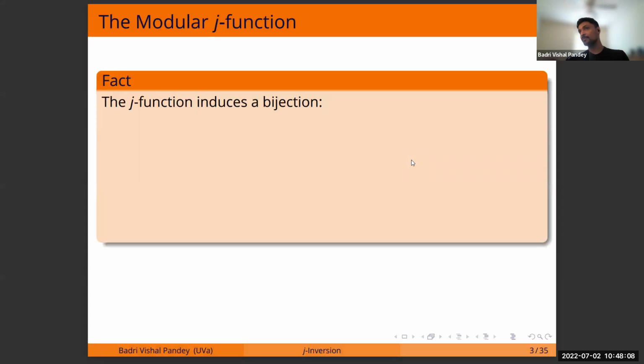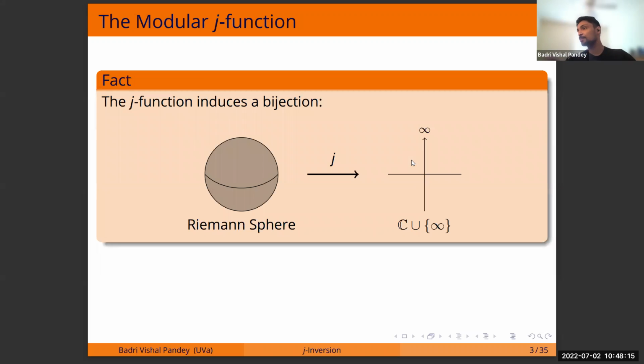So what is the modular J function? It actually is a bijection. It gives you a bijection between the Riemann sphere and the extended complex plane. I'll make this more precise. Obviously, there are natural ways to do this, but this is a very special type of bijection.